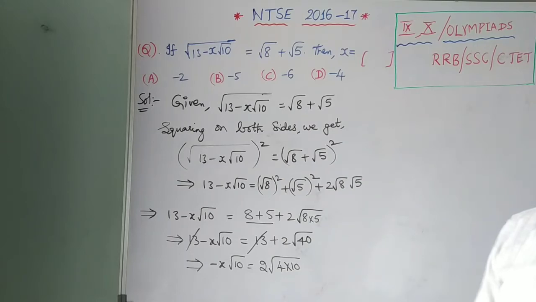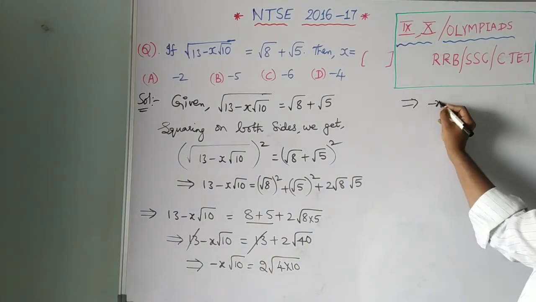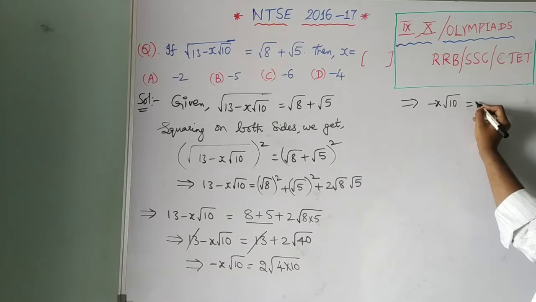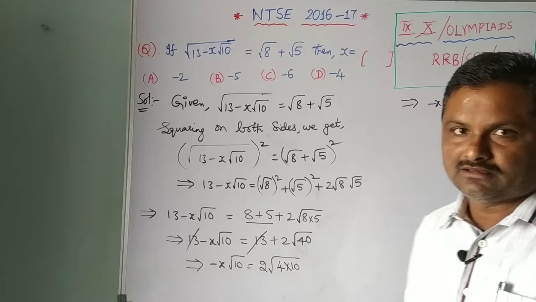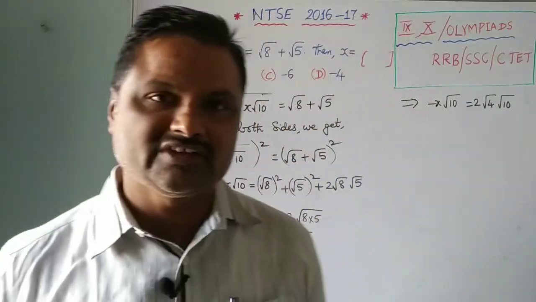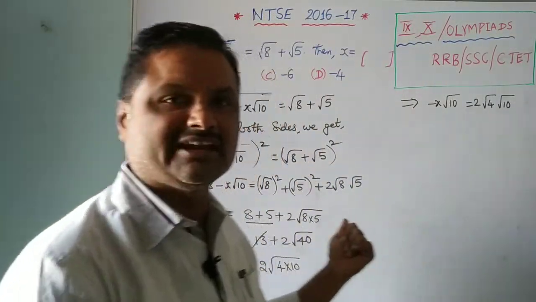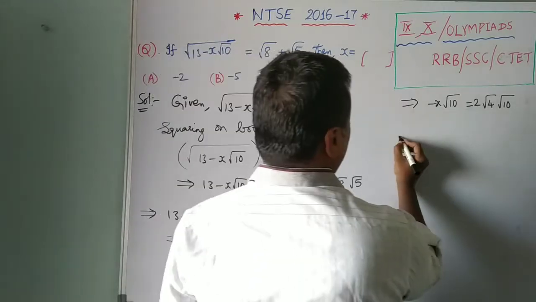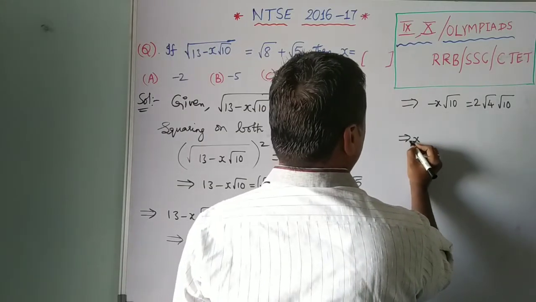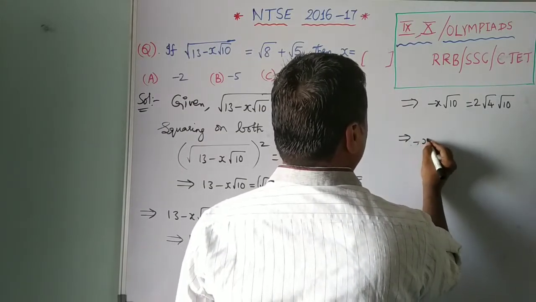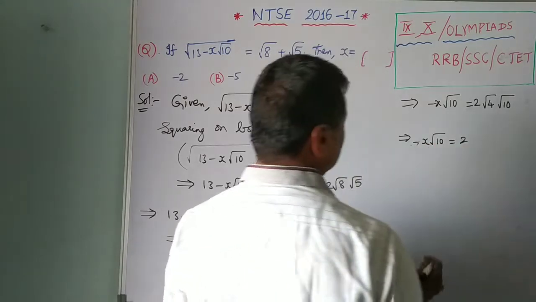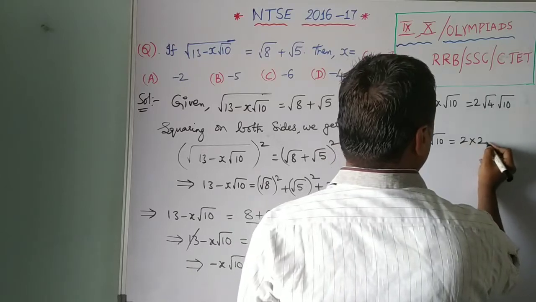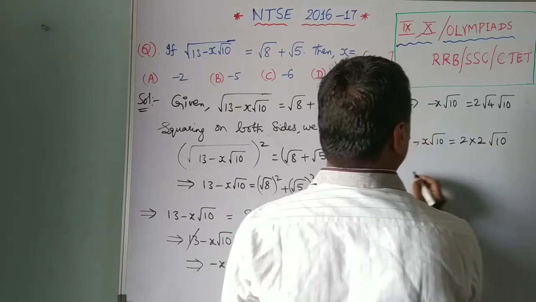Now half of the part has been completed. Next, this implies I can write now minus x root 10 is equal to 2 root 4 into root 10. Root of xy is equal to root x into root y. The vice versa has been applied here. So now I can write here minus x root 10 is equal to 2 into, I can write here again 2, here root 10.